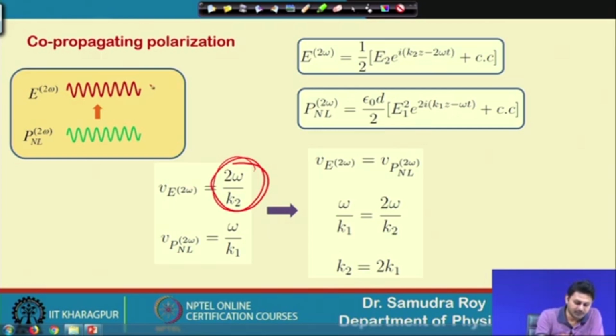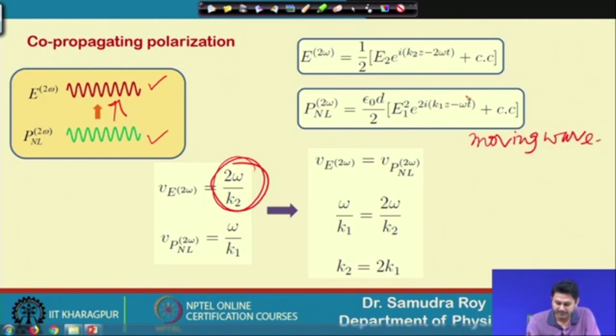So, E 2 omega is also moving inside the medium, and P nonlinear 2 omega, which is the source term, basically generates this at the same frequency. So, the point is P nonlinear is also moving, this is some sort of moving wave, because we have this plane wave structure. So, the question is what is the velocity of this and what is the velocity of this. We have already calculated that.